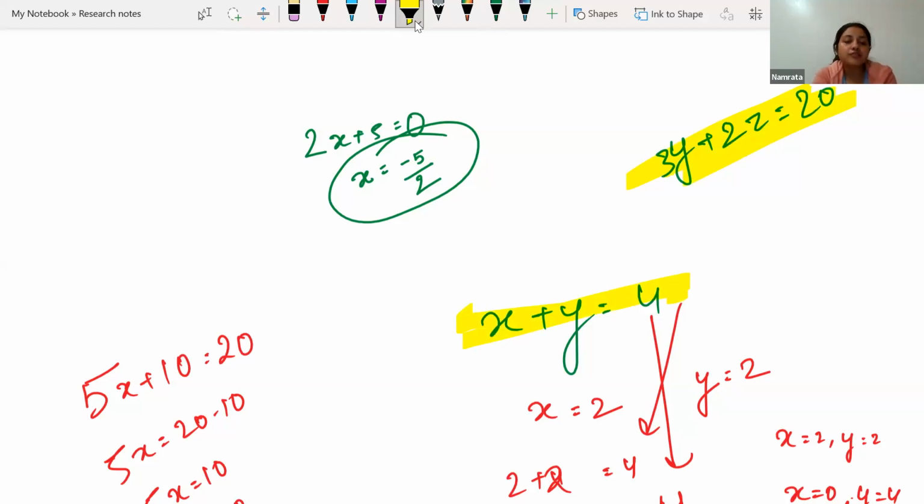What is the standard form? The standard form is ax plus by plus c is equals to 0. We have to write it in that form. So if we write this one in that standard form, we will have x plus y minus 4 is equals to 0.